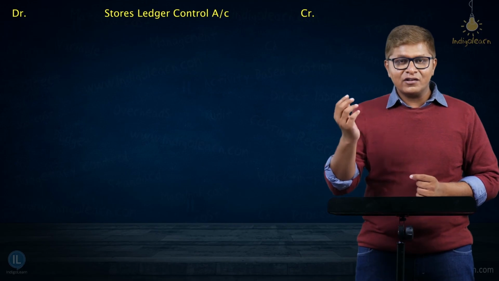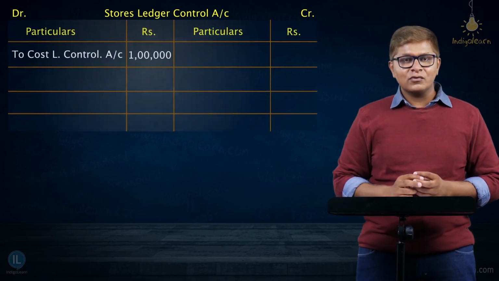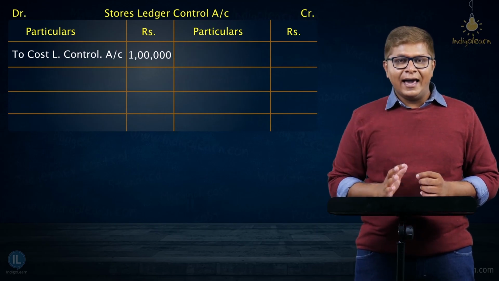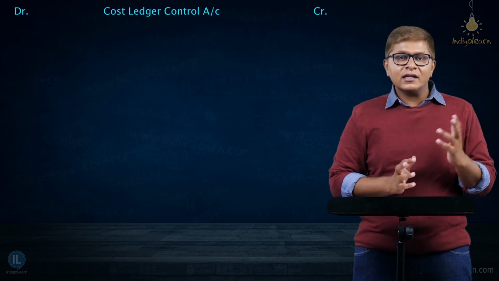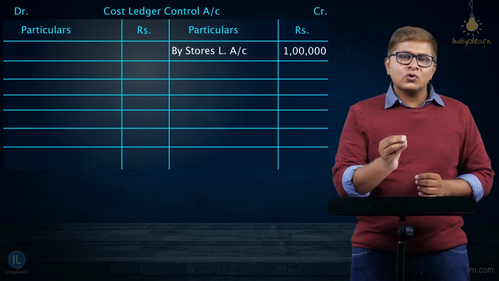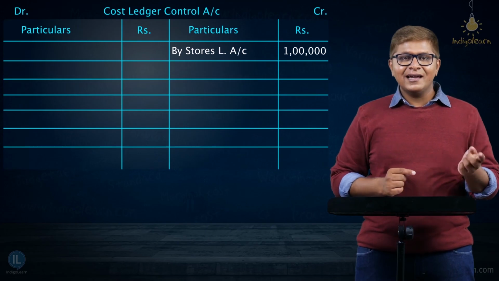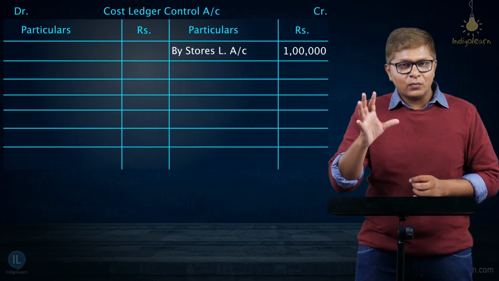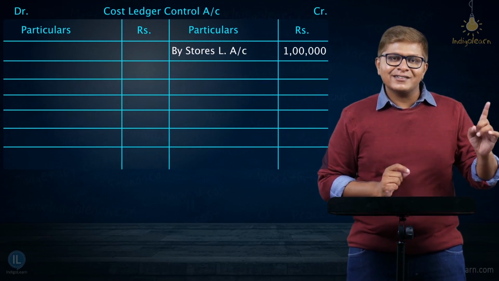Now on the debit side of this account, we are going to record for the material that has come in. So we will say to cost ledger control account debit 1 lakh. And if I open a cost ledger control account, in the cost control ledger account on the credit side, we are going to have the posting which will be by store ledger control account 1 lakh. So we have done the debit and the credit posting. Let us go to the second transaction. They are saying out of that 1 lakh, we have issued 80,000 worth of goods to the production activity.